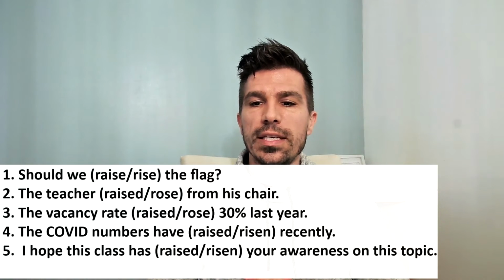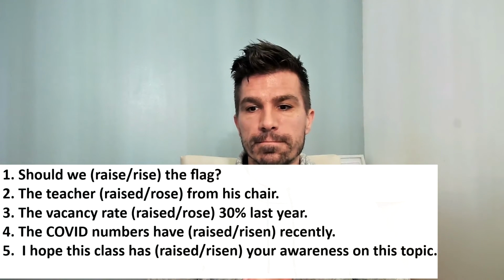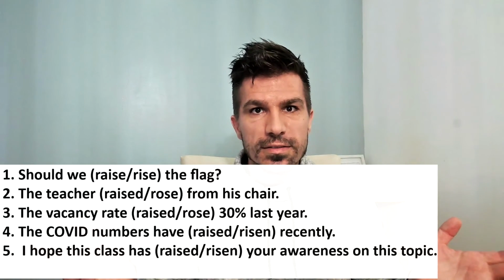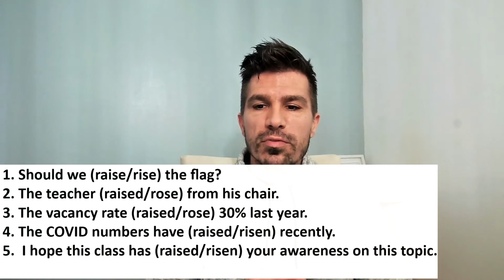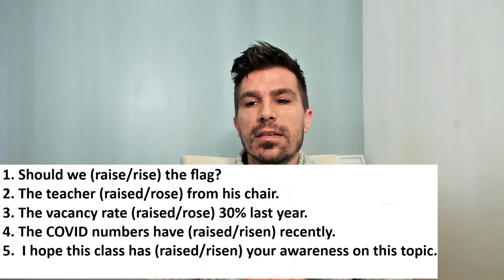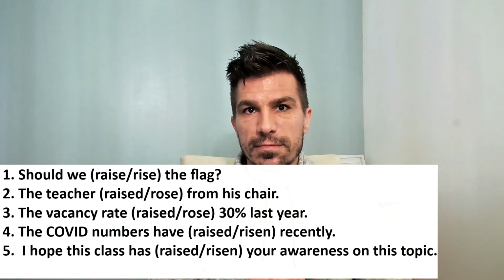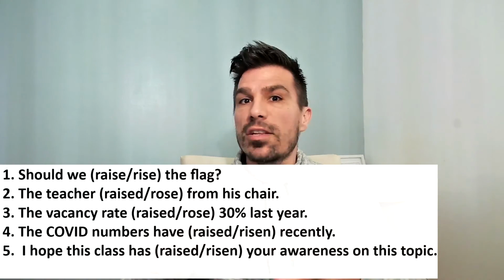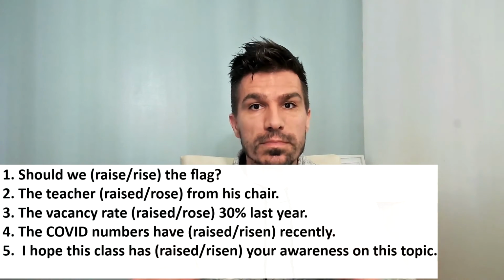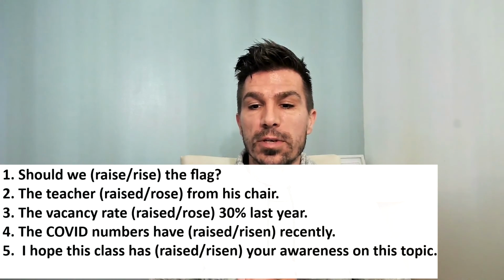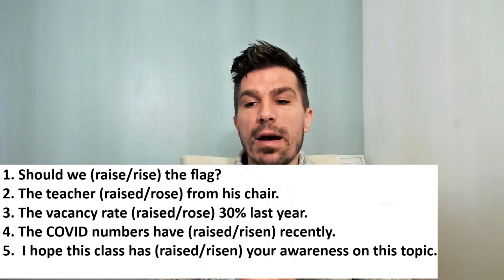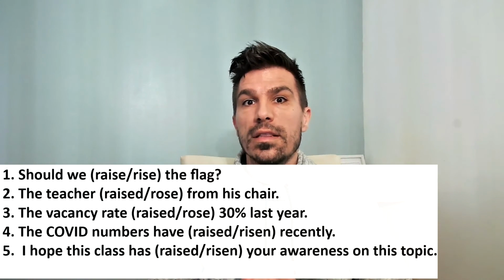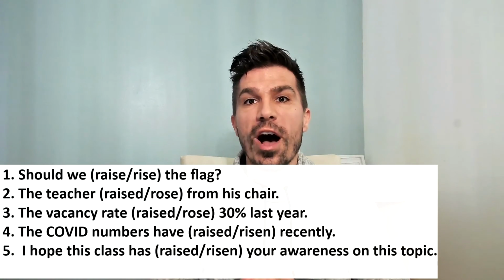Number 2, the teacher blank from his chair. This is rose, because there's no object. Okay? Number 3, the vacancy rate blank 30% last year. This is rose, because percent is not an object. It's an adverb. So rose 30%. 4, the COVID numbers have blank recently. This is risen because there's no object.